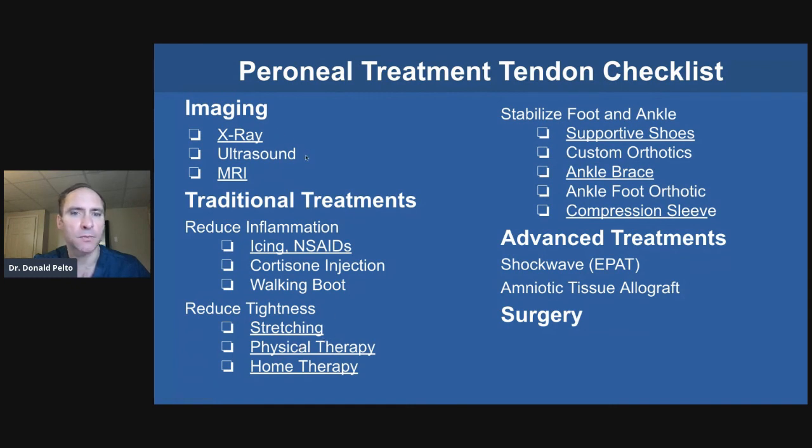Ultrasound will tell me if there are any effusions around there. And then we tend to go right towards shockwave, but you could try supportive shoes, maybe even an ankle brace first, or a compression sleeve, like one of those neoprene sleeves around there. That's quite helpful.